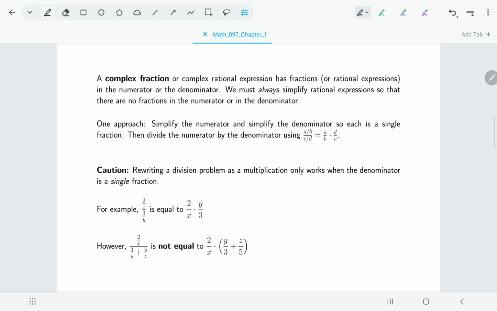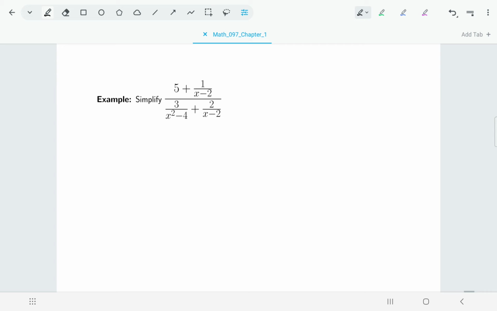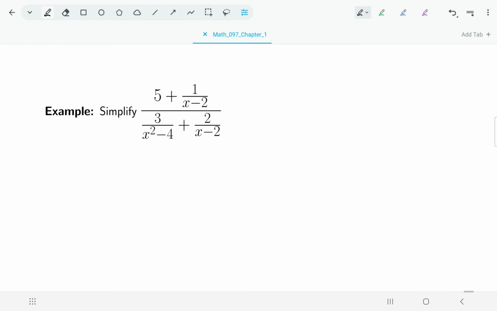So we're going to see an example, and I'm going to tackle it that way first, and then I'm going to show you a second way, which I think is a little bit faster and a little bit nicer. So with this one, if we're looking to simplify it, there's only one little bit of factoring that needs to happen here, and that's, I notice that x squared minus 4 factors as x minus 2 times x plus 2.